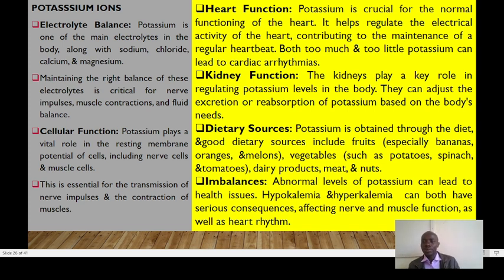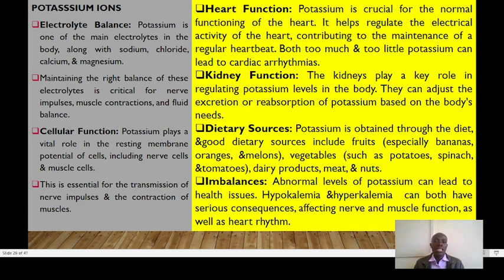Potassium is very important in the body, along with sodium, chloride, and magnesium. Its major role is to maintain the right balance of these electrolytes, which is critical for nerve impulses, muscle contraction, and fluid balance. Potassium plays a vital role in the resting membrane potential of cells, including nerve cells and muscle cells. This is essential for the transmission of nerve impulses and contraction of muscles.